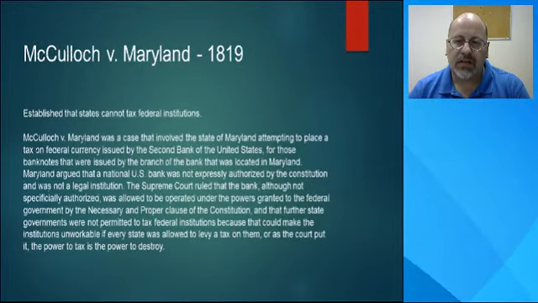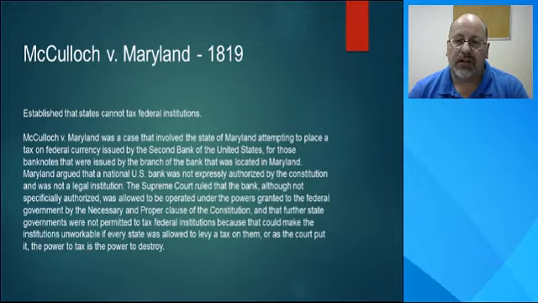Next, let's look at McCulloch v. Maryland of 1819. This case established that states cannot tax federal institutions. McCulloch v. Maryland was a case that involved the state of Maryland attempting to place a tax on federal currency issued by the Second Bank of the United States for those banknotes that were issued by the branch of the bank that was located in Maryland.